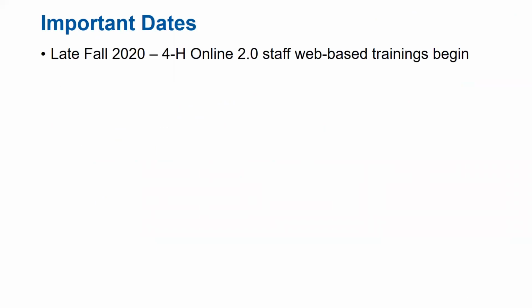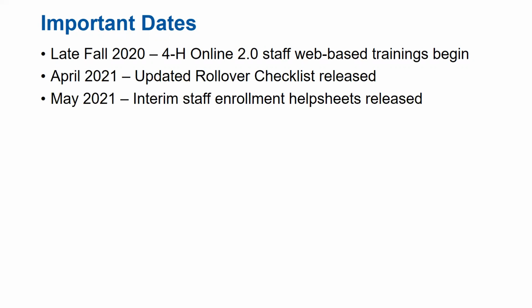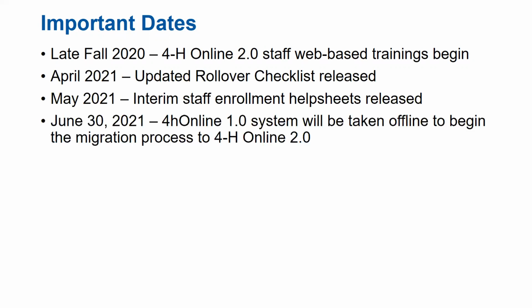This fall, web-based staff training will commence and additional trainings will be announced by the 4-H state office. In April, the updated rollover checklist will be released. In May, we will release interim staff enrollment help sheets. In June, 4-H Online 1.0 will be offline to start the migration process.